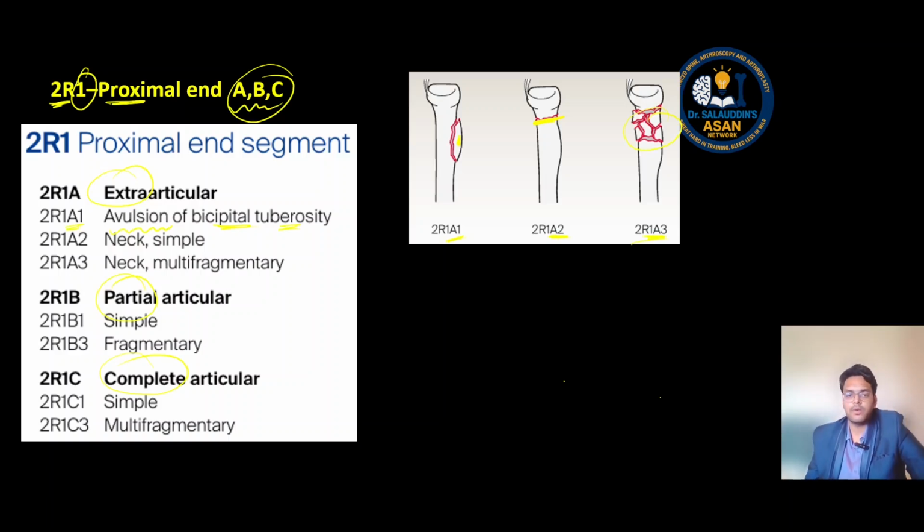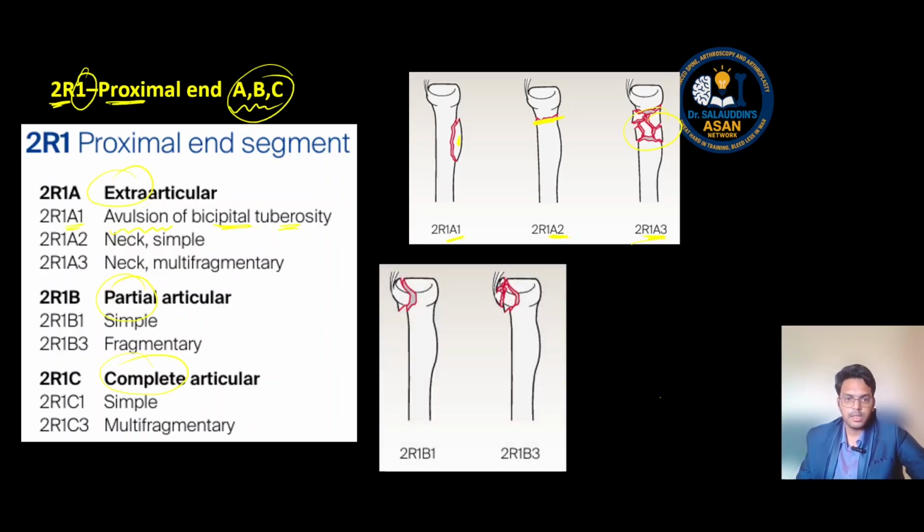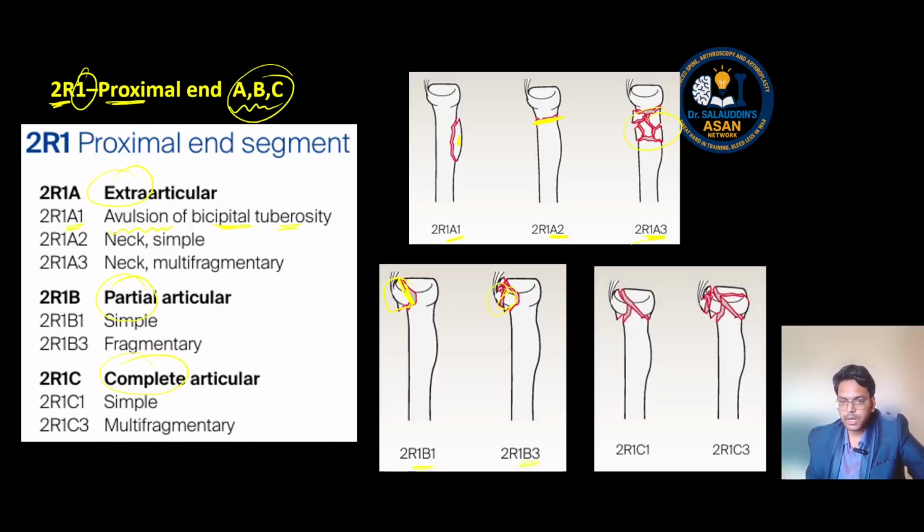This is an extra-articular fracture of the proximal one-third of the radius. Then partial articular is simple avulsion fracture, then fragmentary avulsion fracture, B1 and B3. Complete articular is simple complete articular fracture and fragmentary or multifragmentary complete articular fracture, C1 and C3. This is the proximal end, R1, A, B and C.